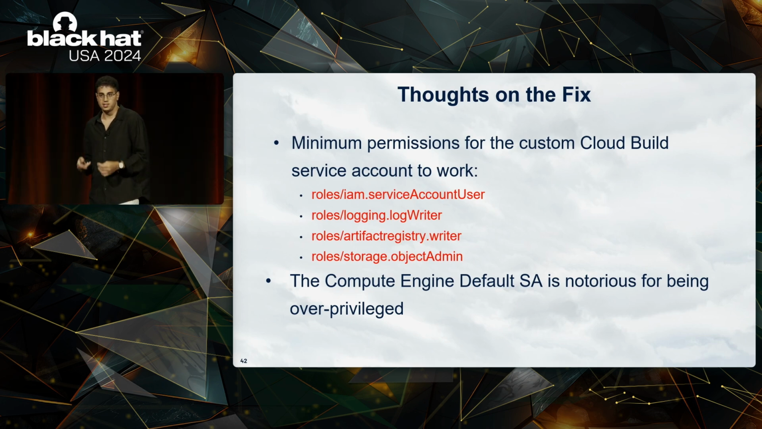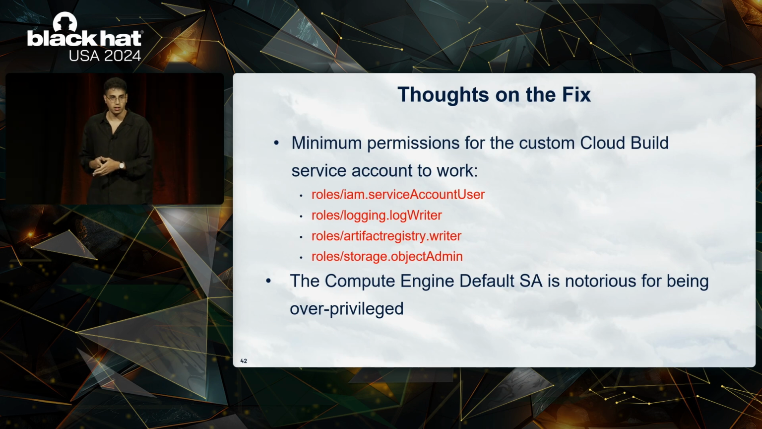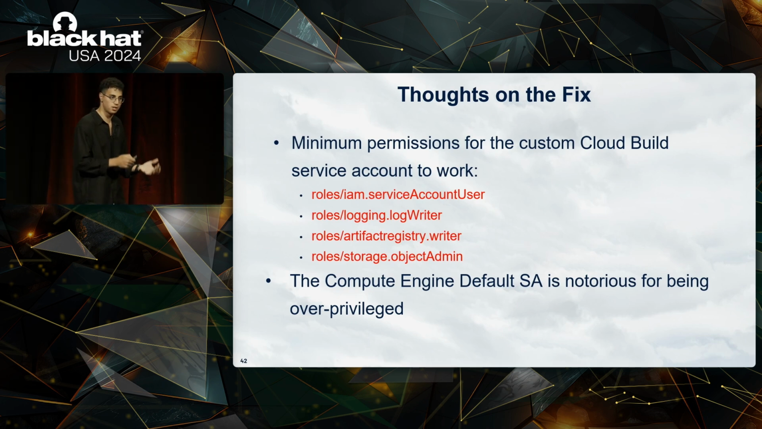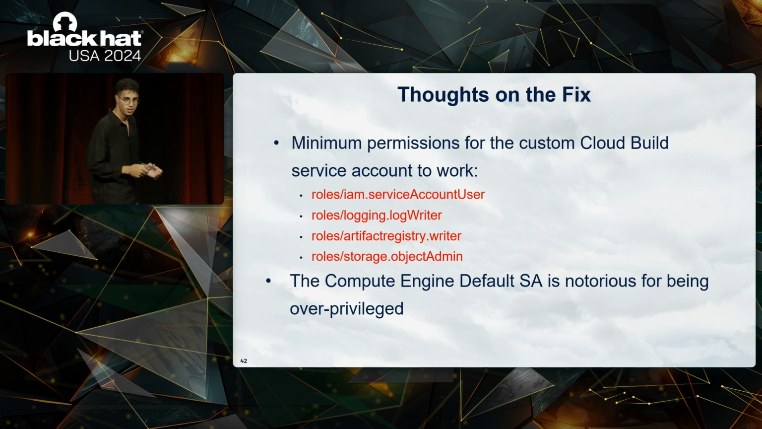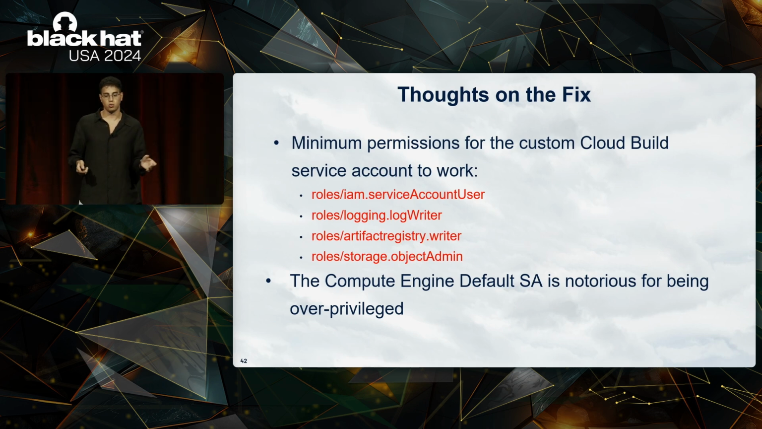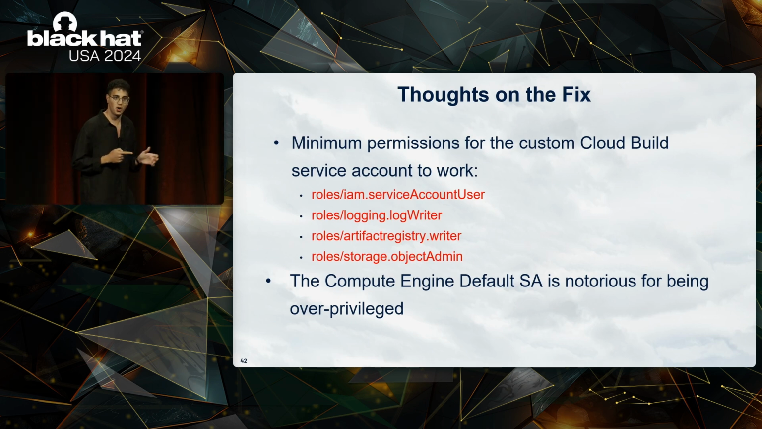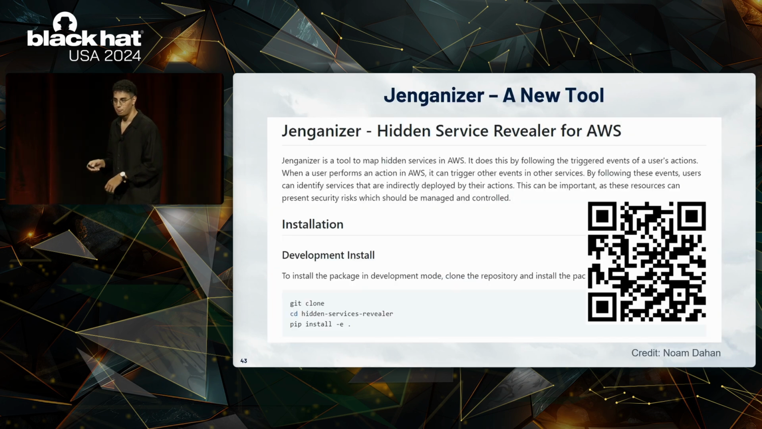But it makes sense because this architecture of the function should have this permission, because the cloud build service account should have the permission to push the function's image into the artifact registry service. It makes sense. Also, the compute engine default service account is notorious for being overprivileged. We all know that. So these are the thoughts on the fix.